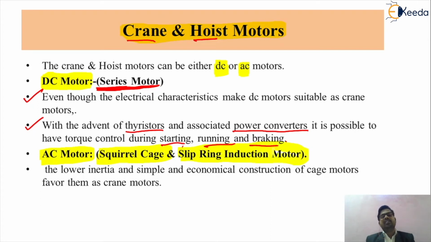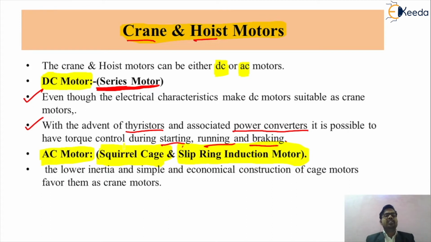When we prefer the slip ring induction motor, there should be a requirement of high starting torque. If we want to just change the positioning system, at that time, for the special purpose application, we use the squirrel cage induction motor for the crane and hoist drive.